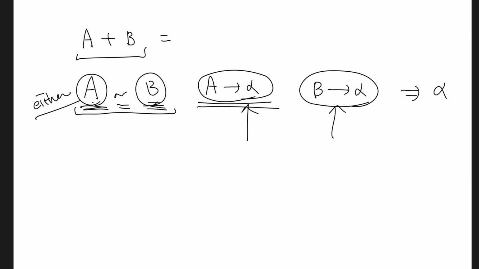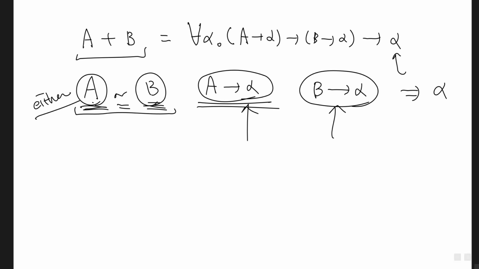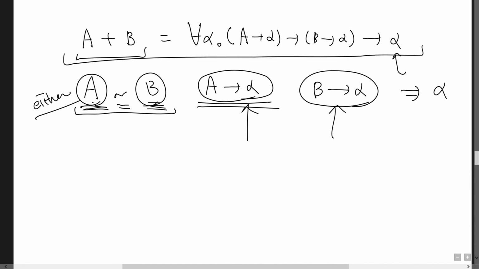So it's going to be encoded as a arrow alpha, b arrow alpha, arrow alpha. But alpha is not given in advance, so you have to explicitly introduce it with for all alpha. So this is how we encode the sum type.